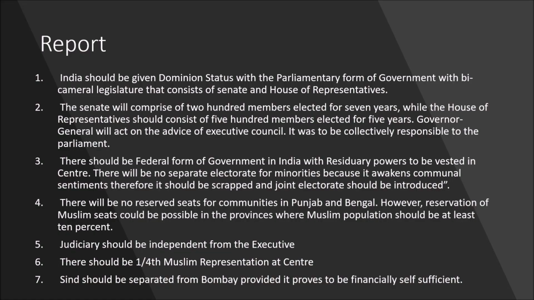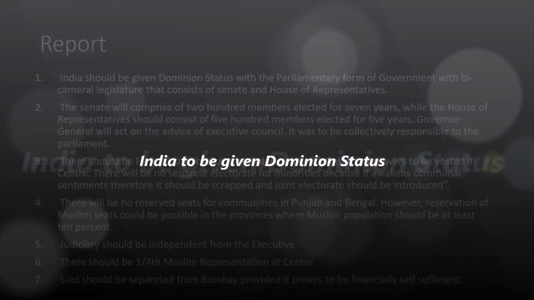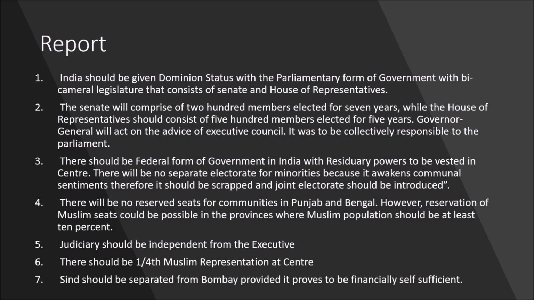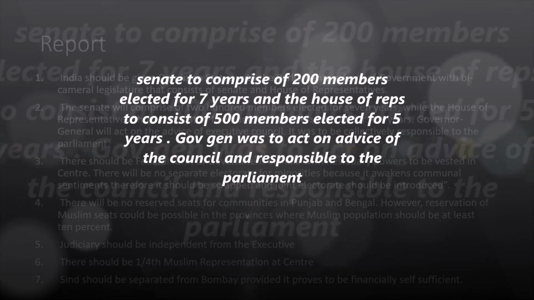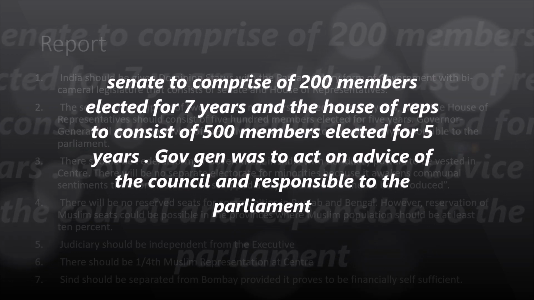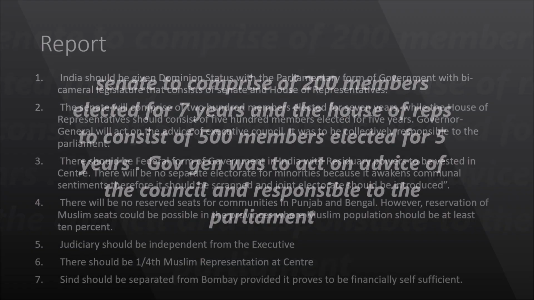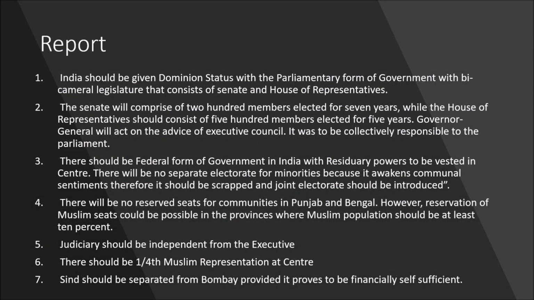Let us now have a look at the key points of the report. Number one was that India should be given dominion status with a parliamentary form of government with a bicameral legislature consisting of a Senate and a House of Representatives. Number two was that the Senate would comprise 200 members elected for 7 years, while the House of Representatives would consist of 500 members elected for 5 years, and the Governor General would act on the advice of the Executive Council, which would be collectively responsible to the Parliament.